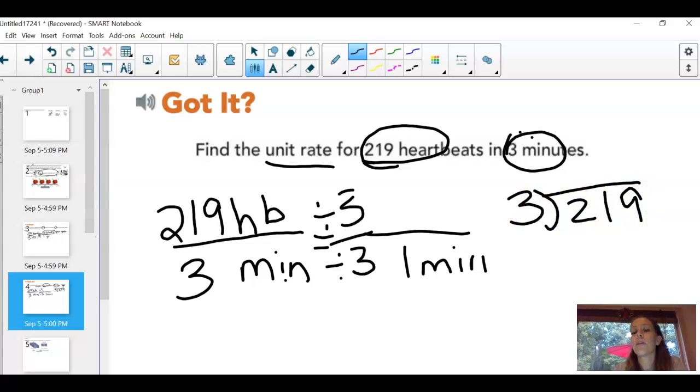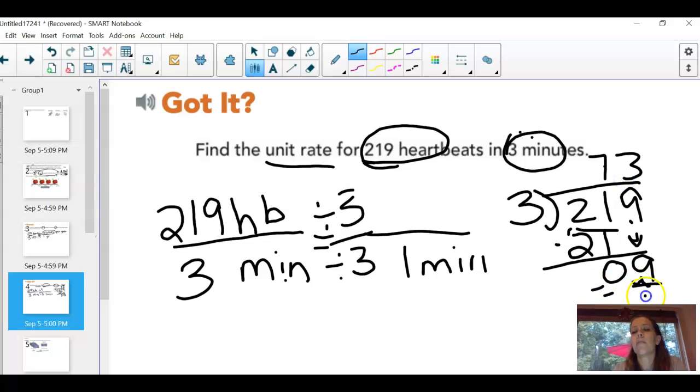3 does not go into 2 without having a decimal. So I'm going to go ahead and look at 3 goes into 21 7 times. 7 times 3 is 21. I'm going to subtract. That gives me 0. Bring down the 9. 3 times 3 will get me to 9, leaving me with nothing left over, meaning that 73 heartbeats per minute is my unit rate.